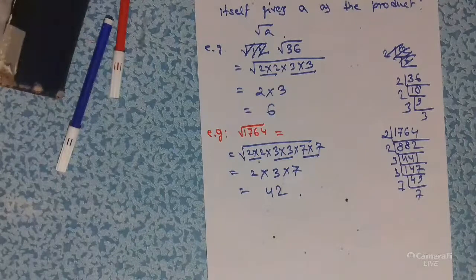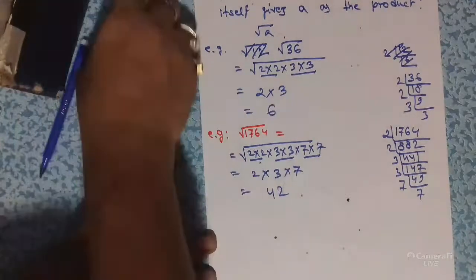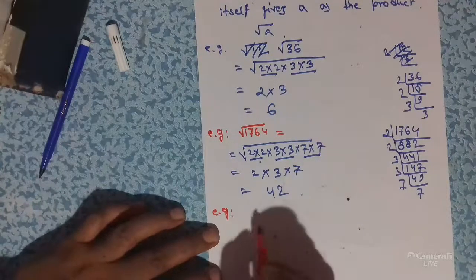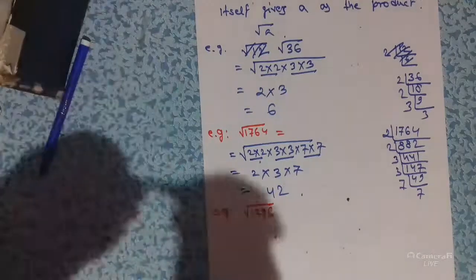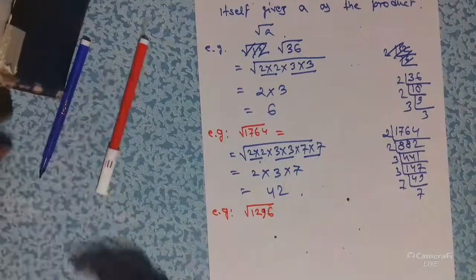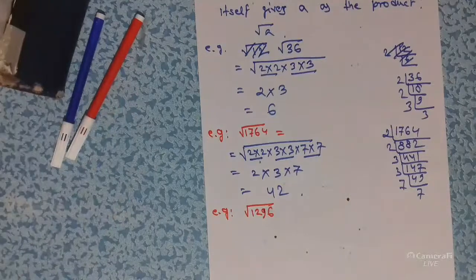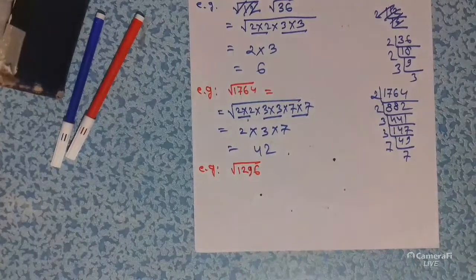So I must give you another problem. So the next problem is find the square root of 1296. Find the square root of 1296. So solve it and send me the answer, students, with the factors.